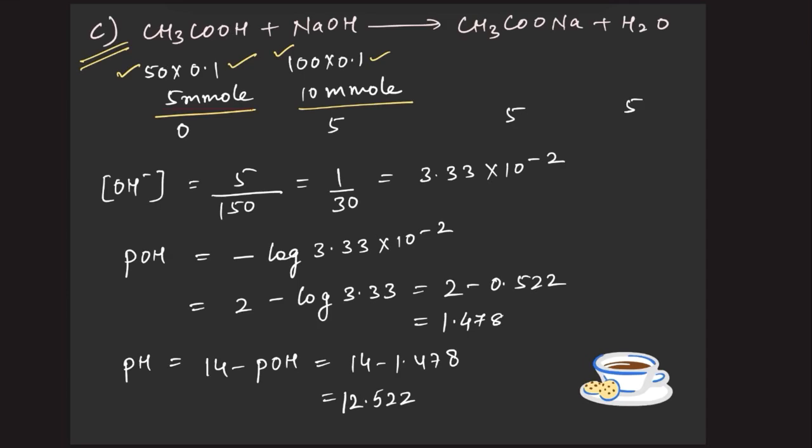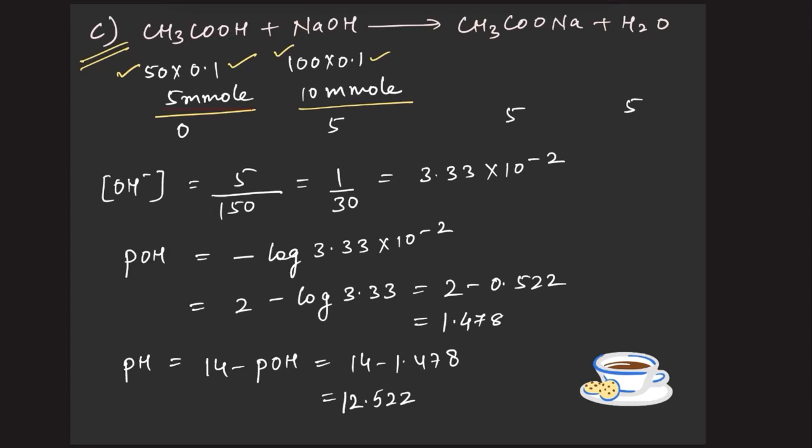Again from the stoichiometry of the equation, it can be seen that 1 mole of NaOH reacts with 1 mole of acetic acid to give 1 mole of sodium acetate and 1 mole of water. So here, which of the reactants is present in lesser amount?